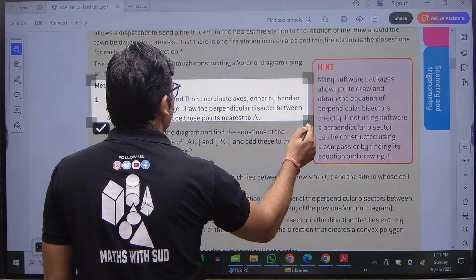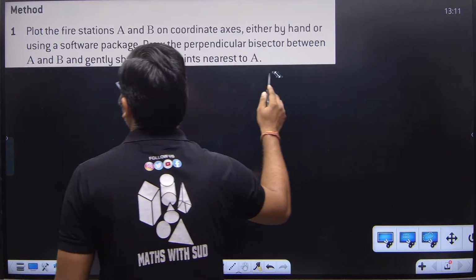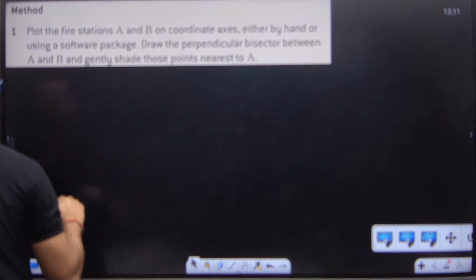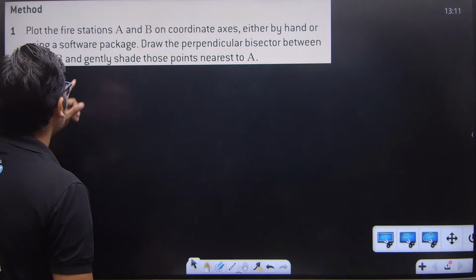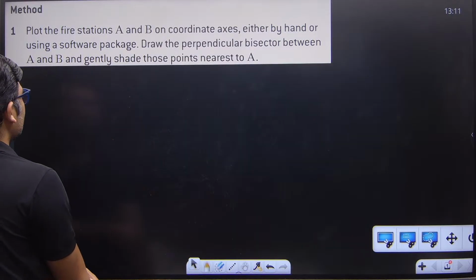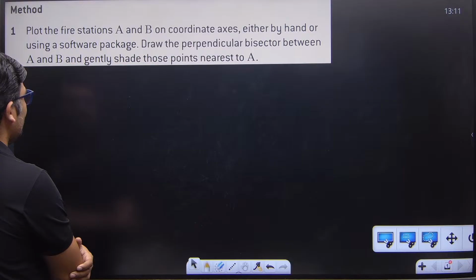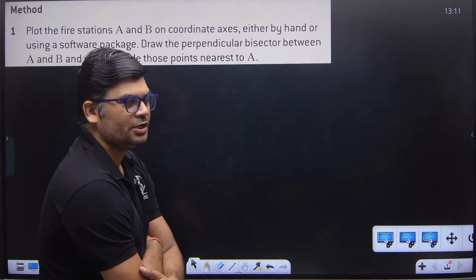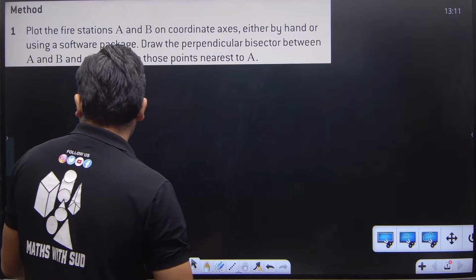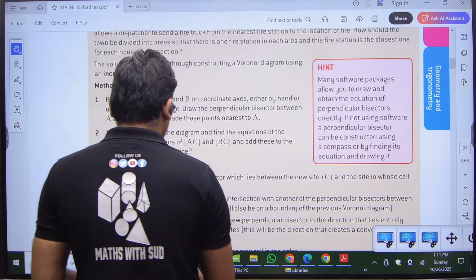So we were discussing the method. The method says to plot the fire stations A and B on the coordinate axis either by hand or using the software package. Draw the perpendicular bisector between A and B and gently shade those portions nearest to A. So simultaneously we are going to do that as well.